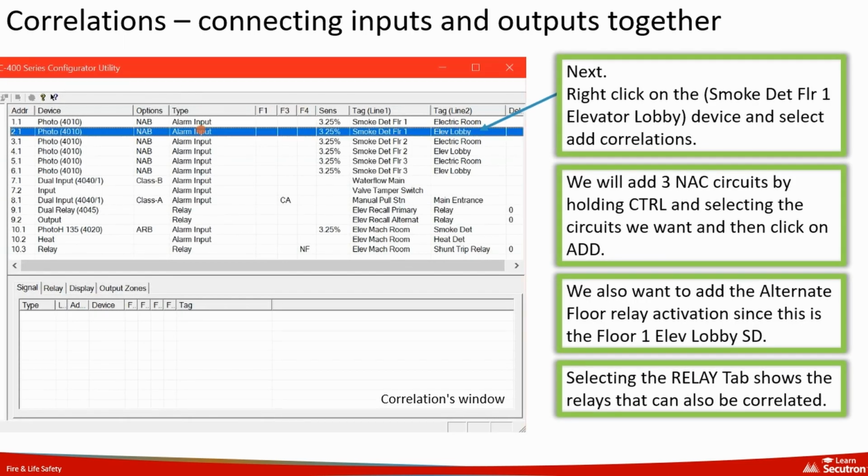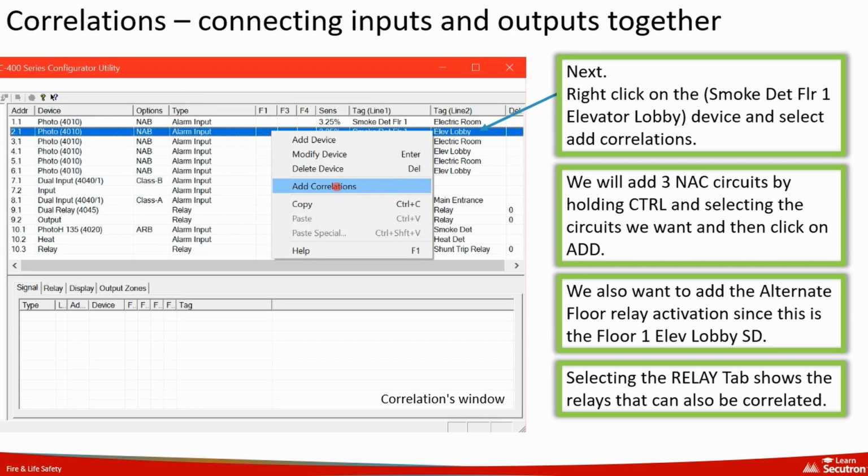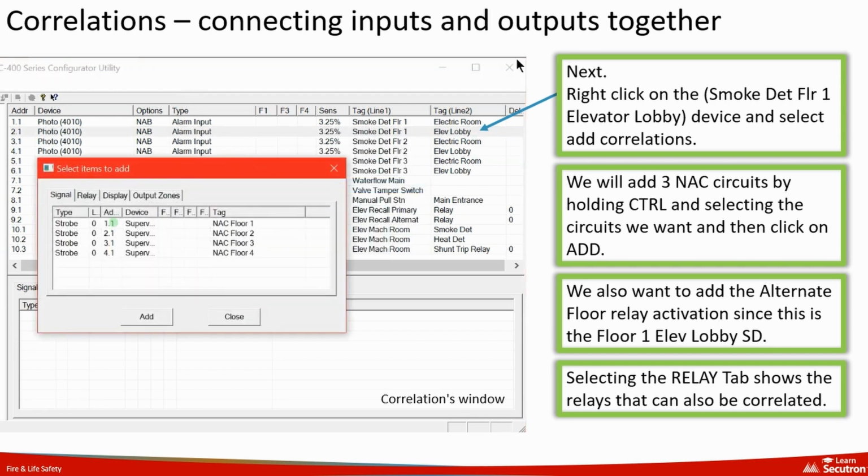Next, let's program the Floor 1 Elevator Lobby Smoke Detector. Right-click on the next device, Smoke Detector Floor 1 Elevator Lobby, and select Add Correlations. We will add 3 of the NACs by holding Ctrl and selecting the circuits we want. Then click on Add.